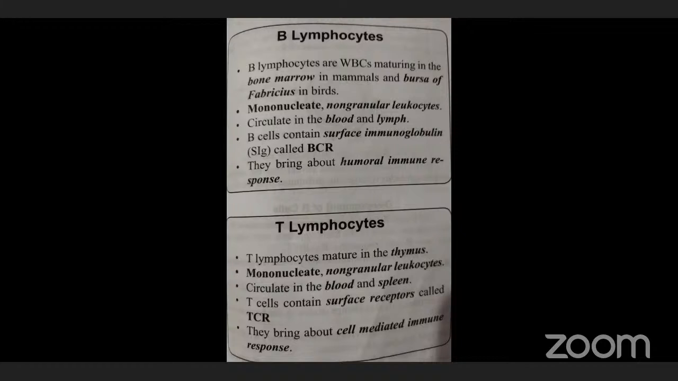The next one is the killer cells. Killer cells are also the second type of null cells. They form the third population of lymphocytes. Already I told, they are antibody dependent. Killer cells are antibody dependent.